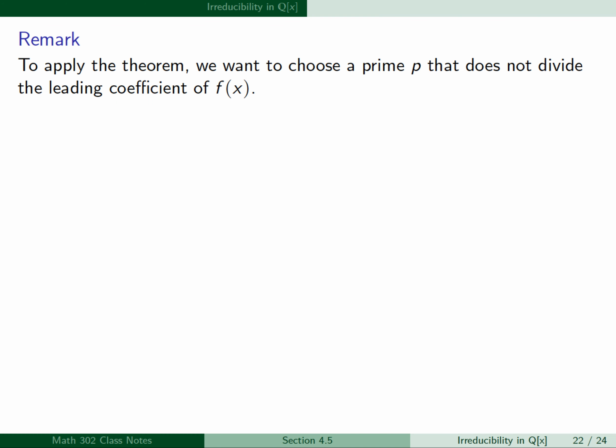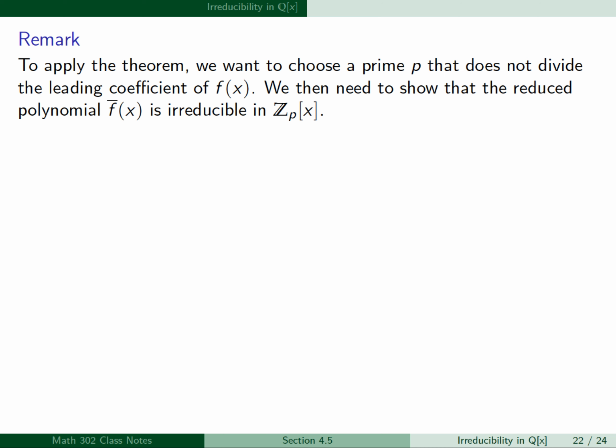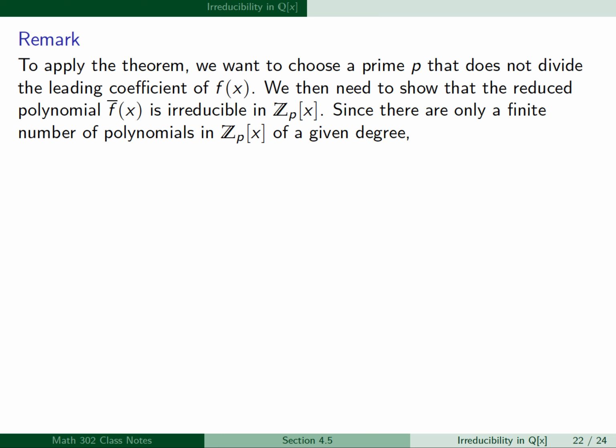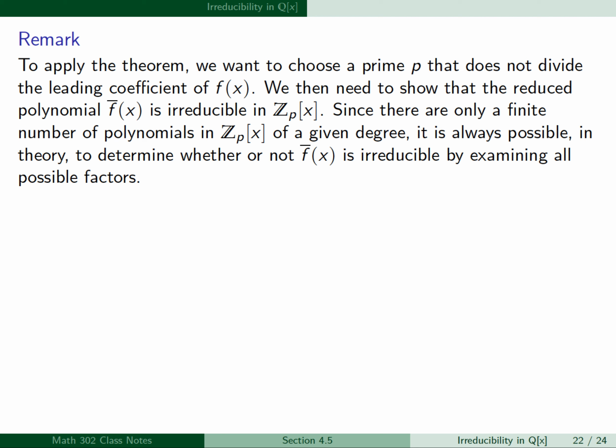Now, to apply the theorem, we want to choose a prime p that does not divide the leading coefficient of f of x. We then need to show that the reduced polynomial f bar of x is irreducible in Z_p[x]. Since there are only a finite number of polynomials in Z_p[x] of a given degree, it is always possible, in theory at least, to determine whether or not f bar of x is irreducible by examining all possible factors.